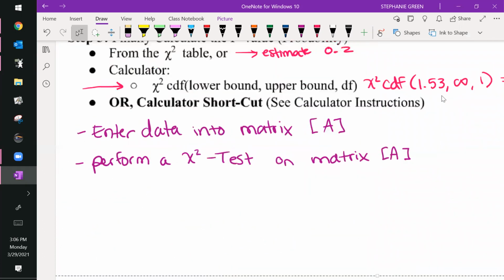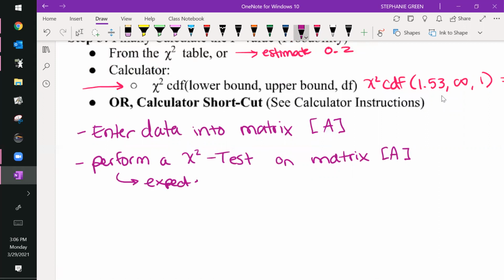So one key thing to note when you're doing the chi-square test, I would just say that the expected values are stored for you in matrix B. Okay. All right, so let's try a couple of these out.